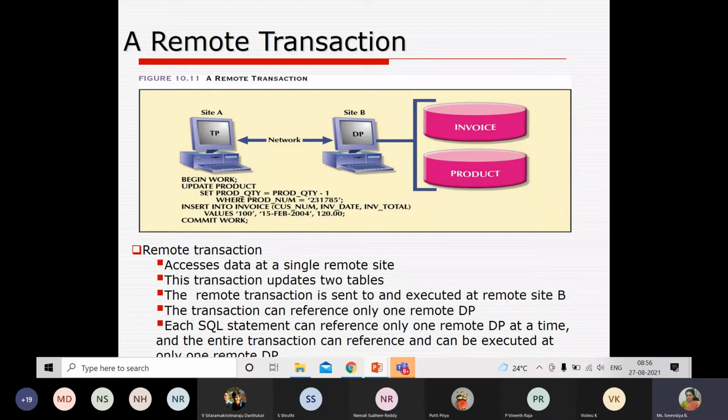But what we are trying to talk about here is with respect to transaction. So from the point of view of transaction execution, the user will never come to know that there is a remote site called site B, and you have two different databases, invoice and product. So that way it is achieving transaction transparency.